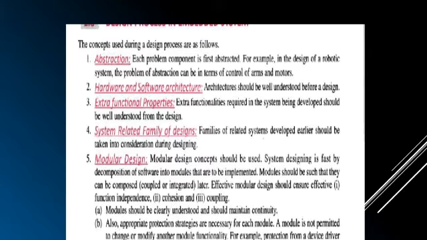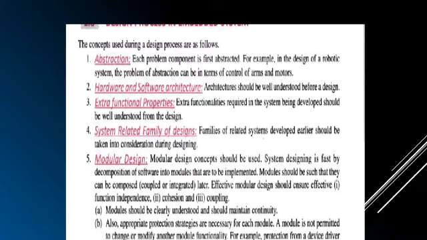Then system related family design. Families of related systems developed earlier should be taken into consideration during the designing. Suppose we are designing a robot, we have to consider previously designed robots, what design methodologies they took, what problems they faced, those things we have to consider.